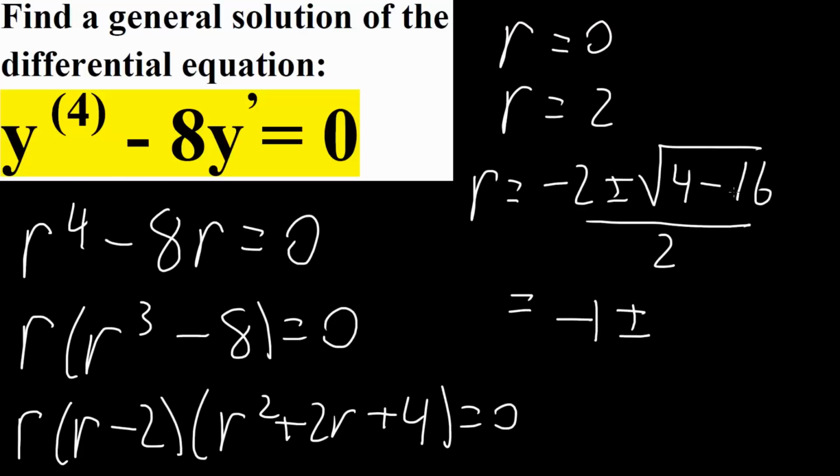And so we would ultimately get, so negative 2 divided by 2 is negative 1, plus or minus, so 4 minus 16 is minus 12. We can break down minus 12 by having a negative 4 times 3, and so we would get plus or minus the square root of 3i. And so these 4 are our roots. So I'm going to scroll down and we will solve this problem.